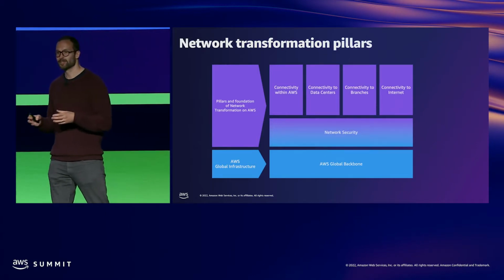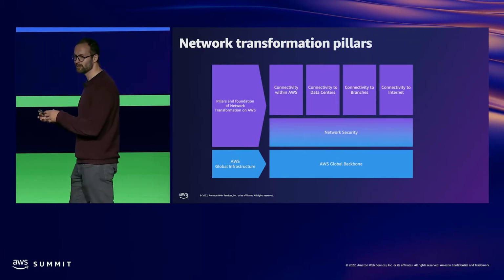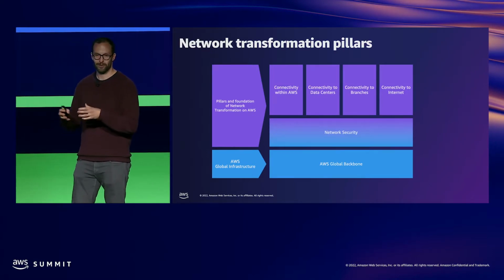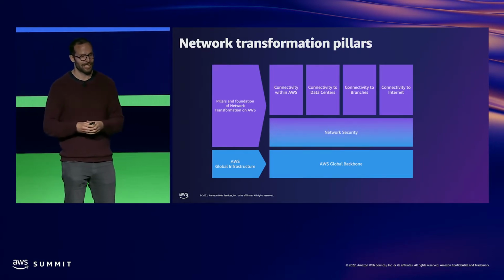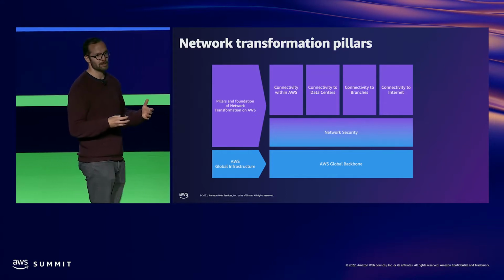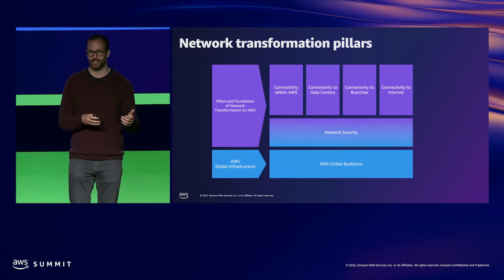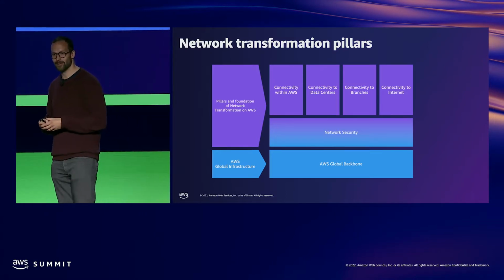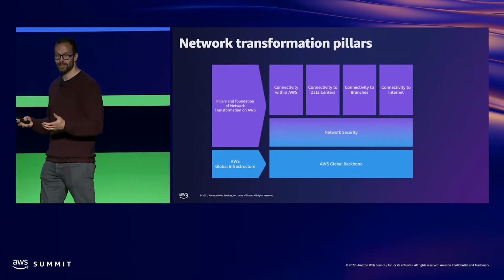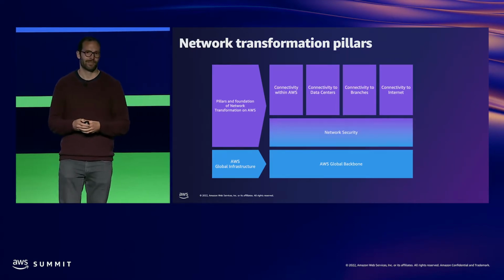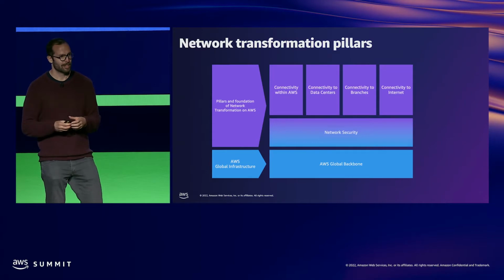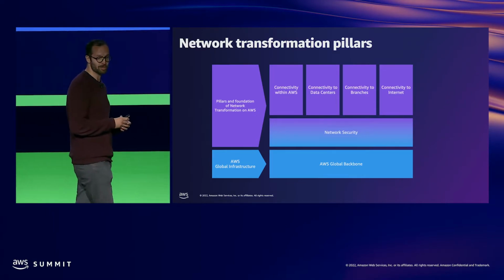So just like with digital transformation, where you were moving your resources from on-premise servers to virtual machines in the cloud, network transformation means you're moving a lot of your networking constructs into AWS and relying more and more on the AWS network. And to make it simpler, we conceptualize it into multiple pillars.